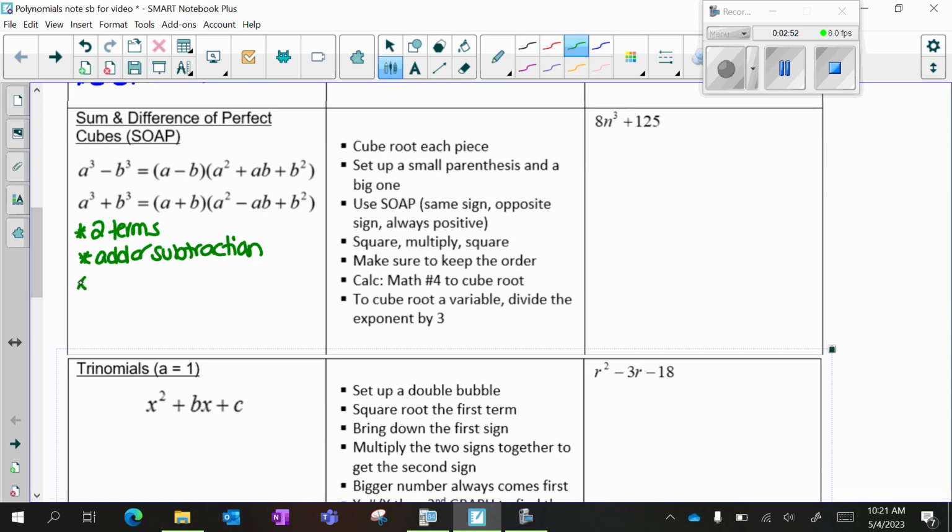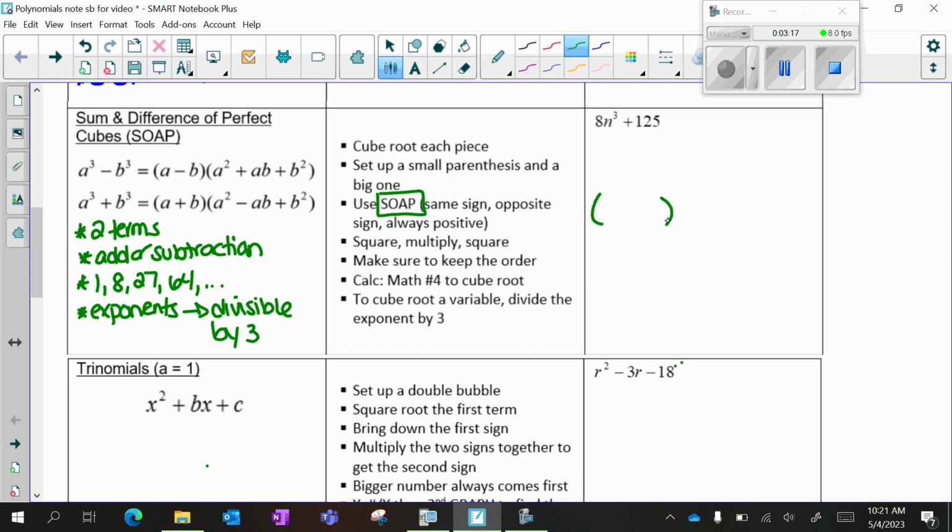So this time I'm looking for SOAP, difference of perfect cubes, or the sum of perfect cubes. My numbers are 1, 8, 27, 64, and so on. And my exponents must be divisible by 3. You are going to use SOAP to help you remember the signs. So I'm going to set up a small parentheses for my binomial, a bigger parentheses for my trinomial. Same sign, opposite sign, always positive. So this is a plus, opposite is minus, always positive.